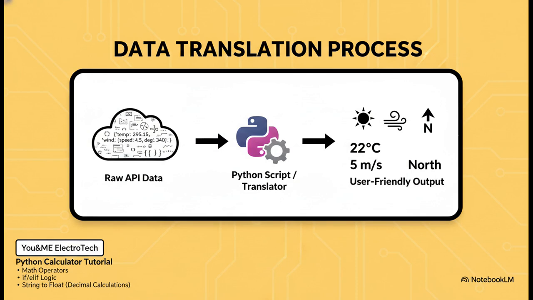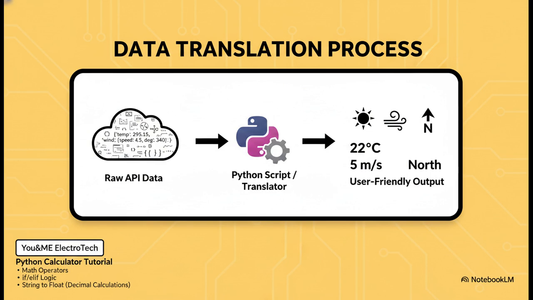Actually, before handling massive API payloads, you usually master this kind of data translation through a simpler Python calculator project. By building a calculator, you learn to handle basic user inputs, apply mathematical operators using if/elif logic, and most importantly, use the float function to convert string text into decimals so your math is actually accurate. We take those exact same data translation skills and apply them to APIs.